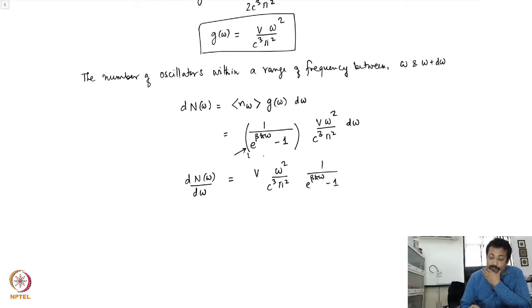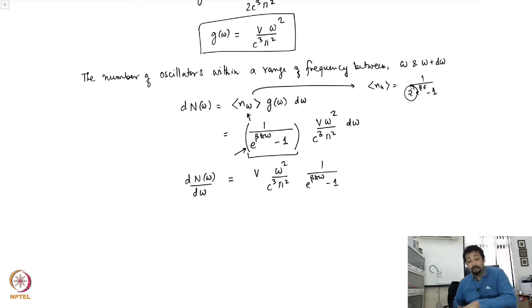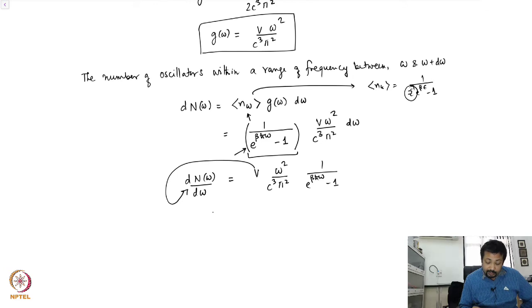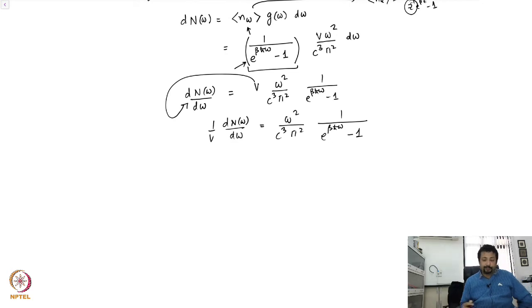This part, the one in the bracket, essentially follows from the average of n omega, which I know; the average of n_k is 1 over z inverse e to the power beta epsilon minus 1, and z is 1 for a photon gas, and epsilon is h bar omega, so I have this expression, right? Now I can bring the volume into the denominator, so that I have 1 by V dN omega d omega is going to be omega squared over c cubed pi squared times 1 over e to the power beta h omega minus 1, correct?